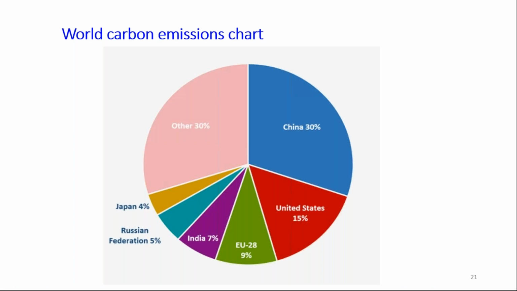Then you can observe these world carbon emissions. As we are using fossil fuels and hydrocarbon compounds, after complete or incomplete combustion of these hydrocarbons, we are getting these carbon emissions. So China is near about 30%, United States 15%, European Union 28 countries 9%, India 7%, Russian Federation 5%, Japan 4%, and others 30%. This is a pie chart which gives you the idea of carbon emission percentage in different countries.